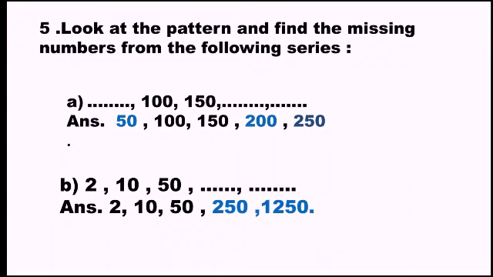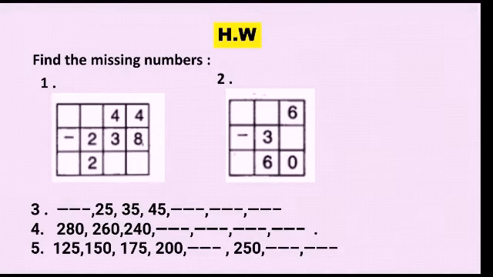The next question is 2, 10, 50, dash, dash. So here we have to find out the 4th and 5th terms. First of all, you need to find out the gap. The gap here is not the same, so we have to check another way. That means what is the logic behind it. If we multiply 2 by 5, we get 10. 10 by 5, we get 50. So the logic is each term is multiplied by 5. So the next term will be 250. If we multiply 50 by 5, we get 250.